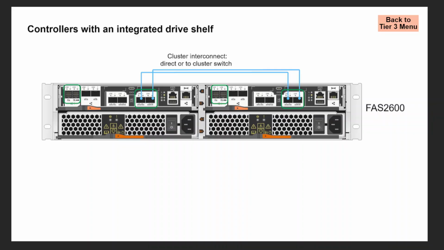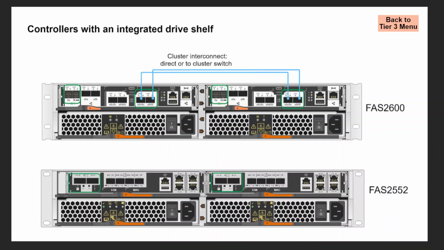The second image shows a storage system with an integrated disk shelf. This system has SAS2 ports for connecting to external drive shelves. To connect to drive shelves that use IOM12 modules, use cables that have mini SAS connectors on the drive shelf end and QSFP connectors on the controller end. For a switchless cluster interconnect, connect ports E0E and E0F between the two controllers. For a switched cluster interconnect, connect the ports on both storage controllers to a cluster switch.